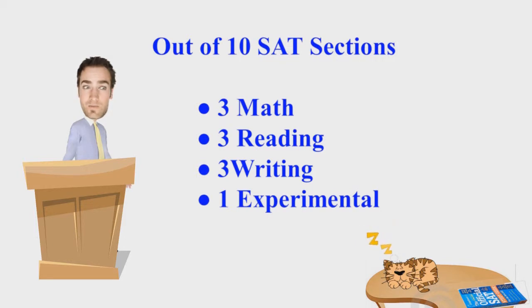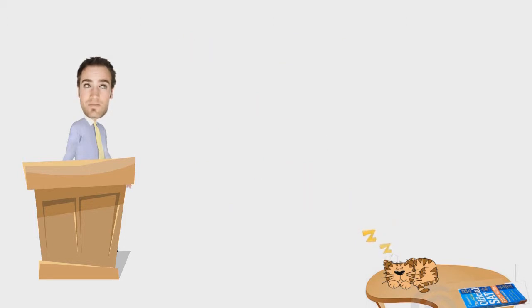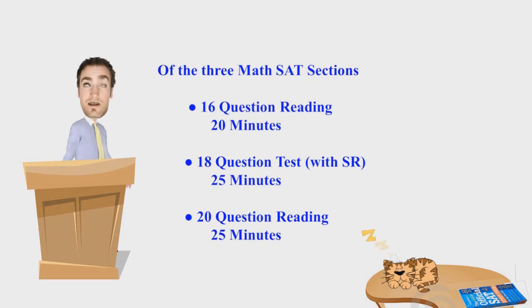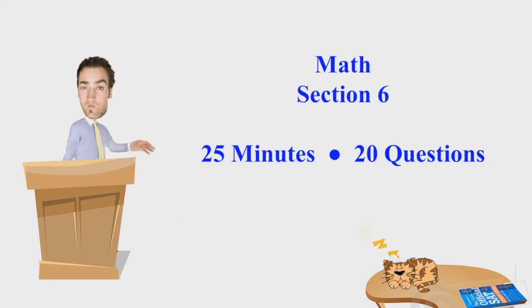Out of the 3 math sections, probably the last math test you'll take is a 16-question, 20-minute test. It appears generally around sections 7, 8, or 9. We've already discussed the 18-question test. The 18-question test generally appears from section 2 to section 6, somewhere around there. It's 25 minutes and it has the student response questions. Those are the ones that you grid in. They're not the 5-choice type of questions that are typical of most SAT questions.